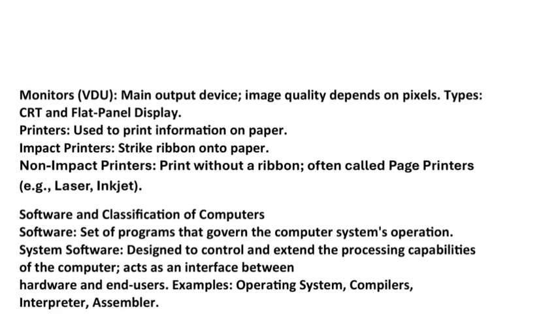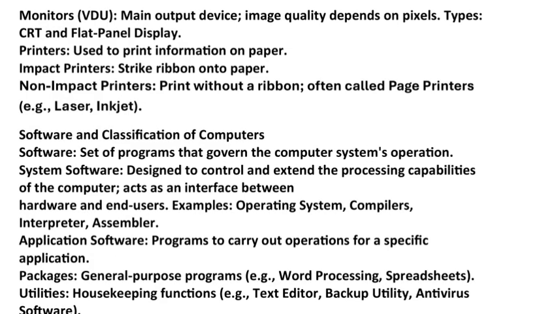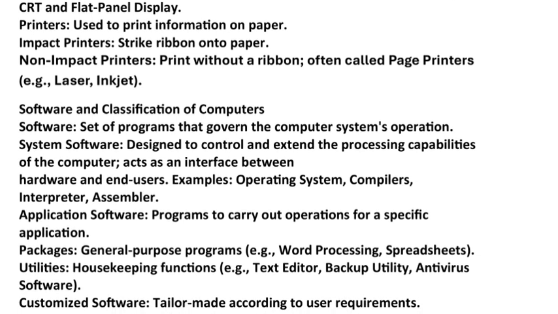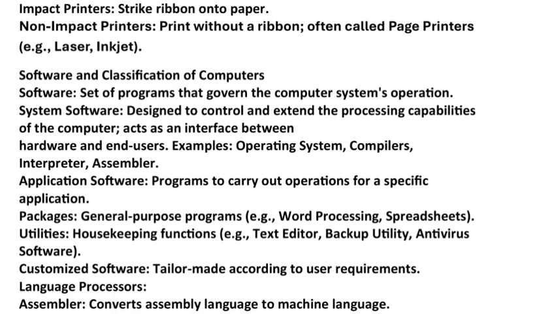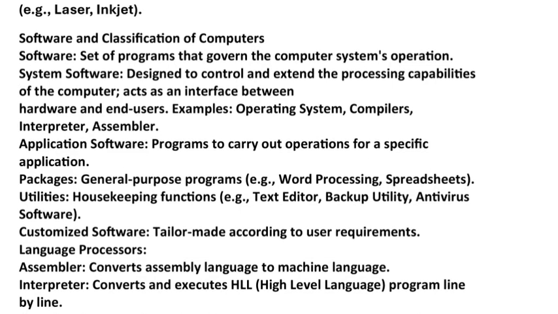Monitors, VDU, the main output device; image quality depends on pixels. Types: CRT and flat panel display. Printers are used to print information on paper. Impact printers strike a ribbon onto paper. Non-impact printers print without a ribbon, often called page printers, e.g., laser and inkjet.